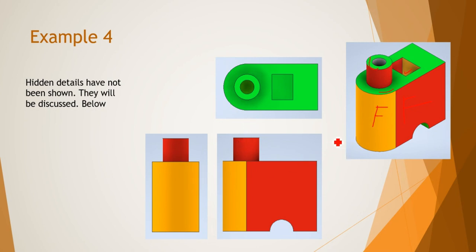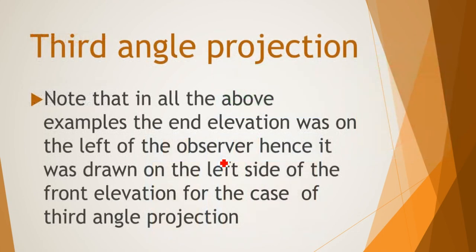is assumed to be on the left of the viewer. Assuming this is my eye to represent the observer, you will see that the yellow face and this red face will be shown here, and this is how they will be represented on the end elevation. As you can see, the end elevation is still on the left side of the front, just as we have discussed on the rule of orthographic projection. Just remember that what you see on the left, you draw on the left, and what you see on the right, you draw on the right.